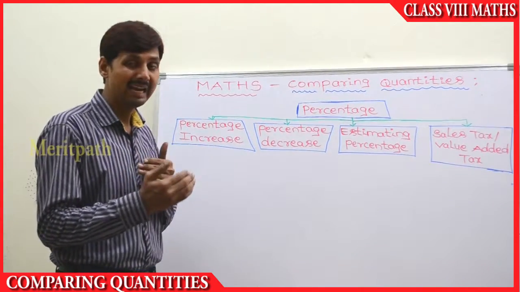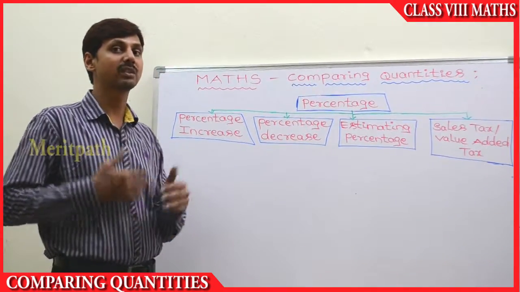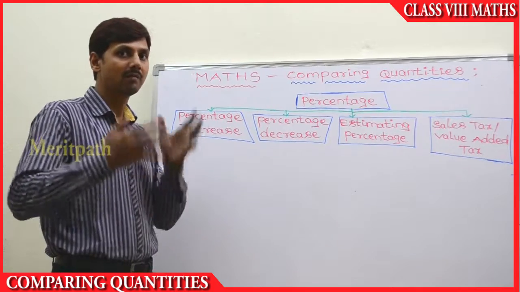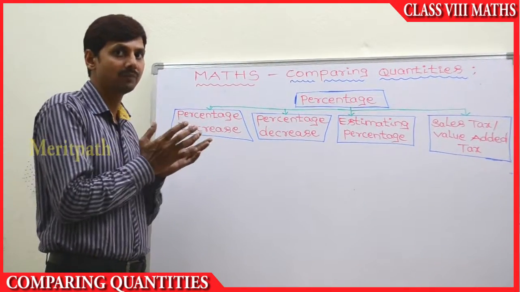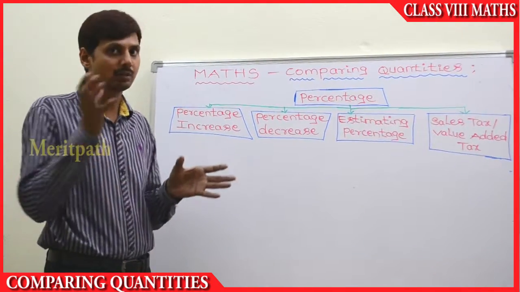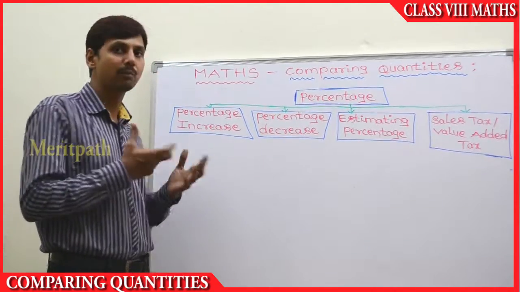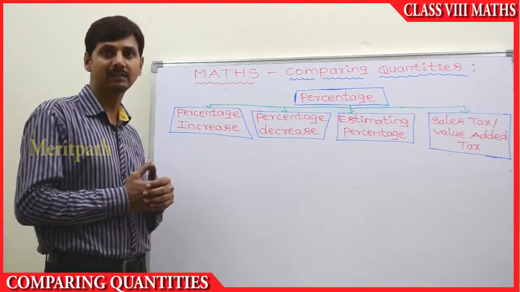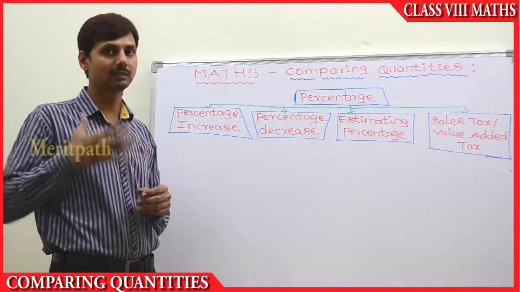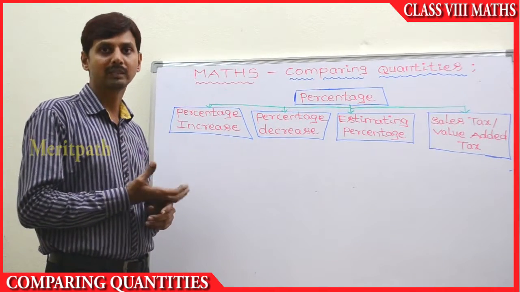So that is increasing the percentage. 10% is increased. So we will find out what is 10% of 50,000 and we'll add it to the 50,000, and that amount is called the percentage increase. How much is the percentage increase after doing that?